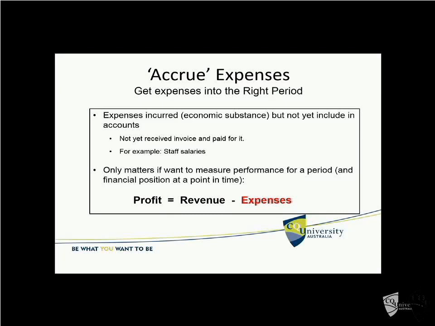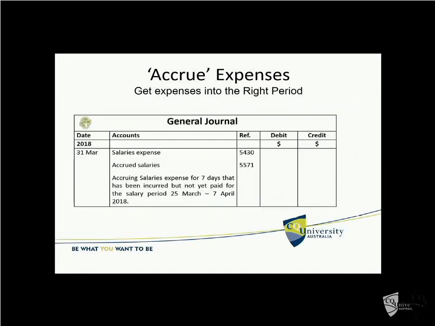So that's why we do that on balance date. So 31st of March 2018, this is Coffee Supreme's balance date. We get to that, and we know that we pay salaries every fortnight, so we know we're going to have to accrue some salary expenses. So we've got salaries expenses and accrued salaries.